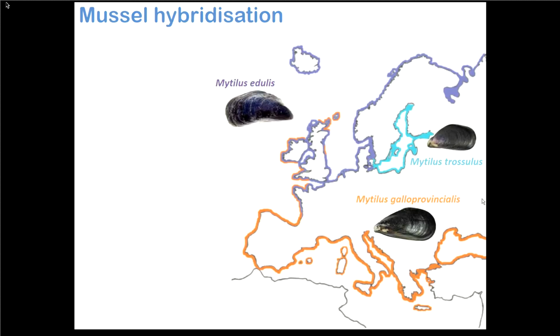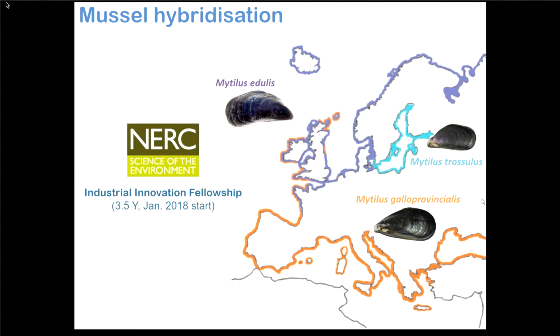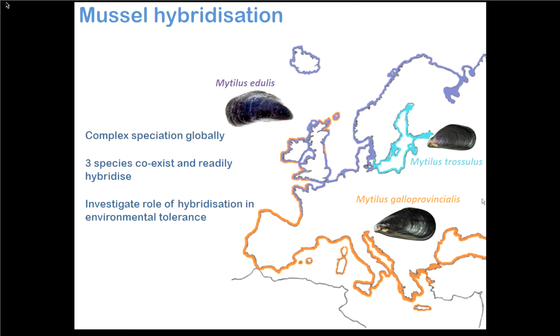To do this, I'm focusing on mussel hybridization. My fellowship is a 3.5-year fellowship funded by NERC, and it's focusing on the three Mytilus species we get in Europe: Mytilus edulis, Mytilus trossulus, and Mytilus galloprovincialis. They have a really complex speciation web. They occur in Europe, California, hence why I'm here, and in Chile.